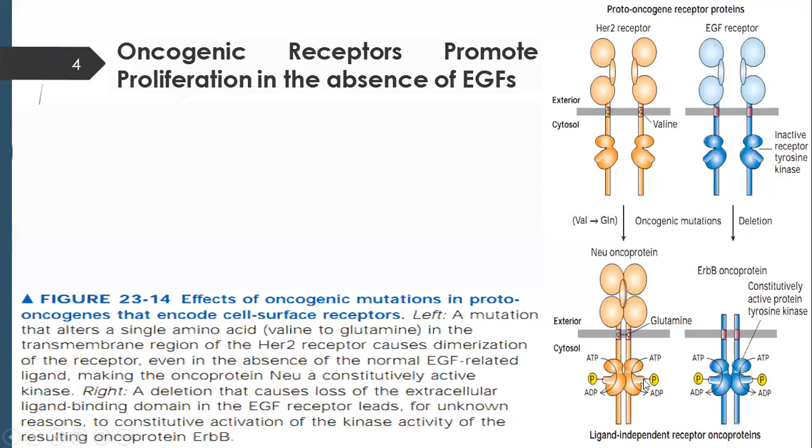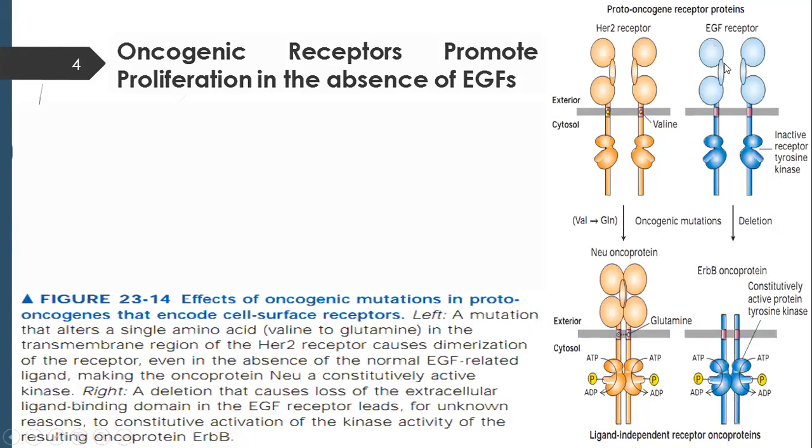So after dimerization, this will activate its intrinsic activity and activate the pathway. This will phosphorylate, and after that it will activate RAS and so on, and the pathway will be activated in the absence of any ligand. So when there is no ligand, these sorts of receptors will be oncogenic. By converting valine into glutamine, there will be oncogenic mutations, and these will be known as neo-oncoprotein.